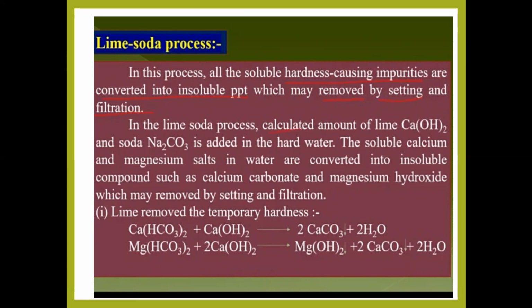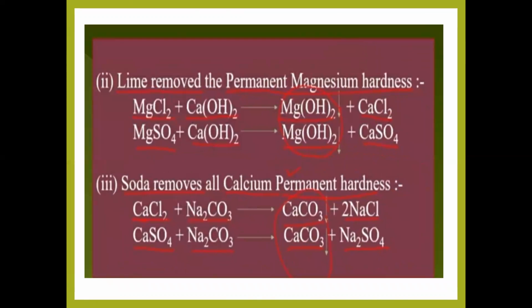In temporary hardness, I have told you that we can add lime water, that is calcium hydroxide, to calcium bicarbonate in water, and it will convert into calcium carbonate. Now, what will happen when we add this here? See, this is permanent hardness. Permanent hardness can be due to the presence of chloride and sulfate salts of magnesium and calcium.